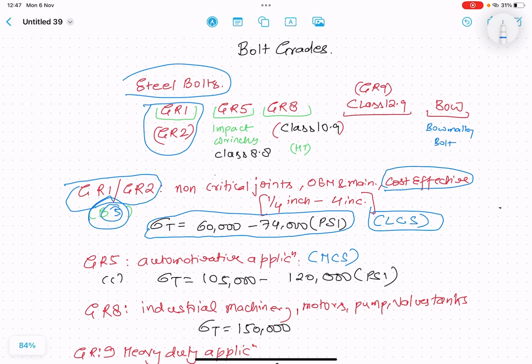Okay, now the second is grade 5 bolts. Grade 5 bolts are basically equivalent to class 8.8. Just remember this: grade 1 and grade 2 bolts have almost the same properties as class 5 bolts. Then class 8.8, this grade 5 bolt, has almost the same properties as class 8.8. Okay, this grade 5 is basically the SAE criteria, and class 8.8 is basically the ISO criteria.